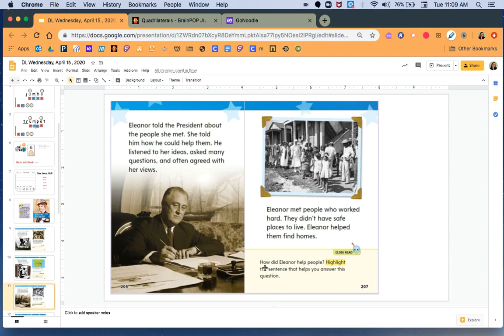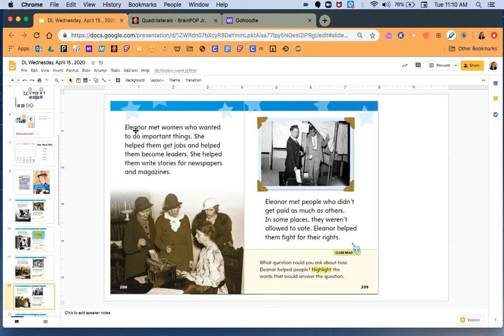So let's go down here. Let's read really carefully. How did Eleanor help people? Highlight the sentence that helps you answer this question. So I need to look. How did she help people? Well, it says she talked to the president. That's partially how she helped. And then down here, I see the keyword help. And look, this says help. So that tells me in my text, that's going to be a place for me to look. Eleanor helped them find homes. And so this would be the sentence that would tell me what she did.